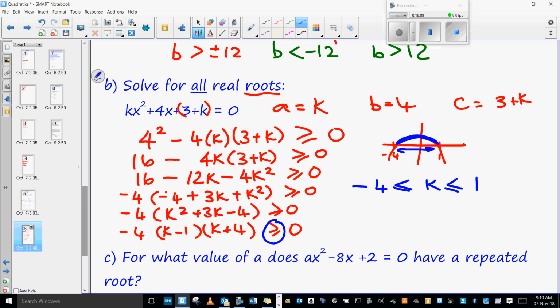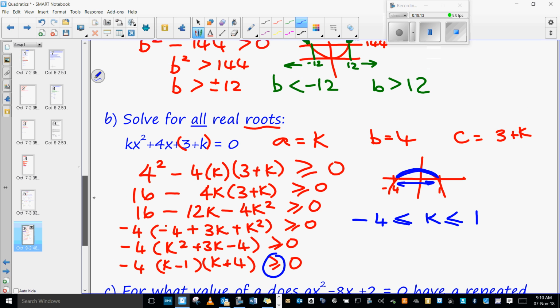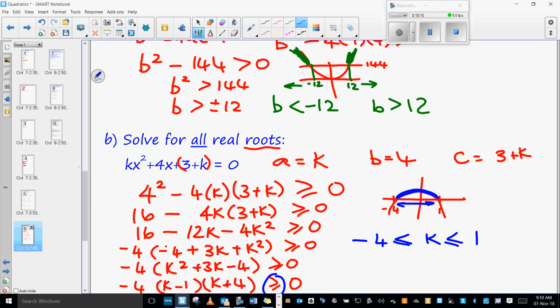So don't forget, for the previous one you can see it was 2 separate parts of the graph, so that's why we had 2 separate inequality statements. For this one, it was all the bits in the middle, so you could write it as a range like this. Okay?